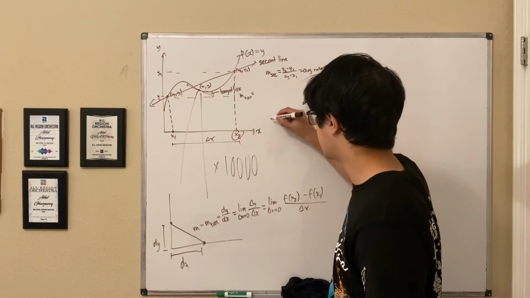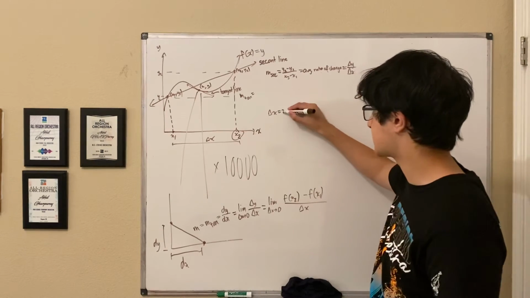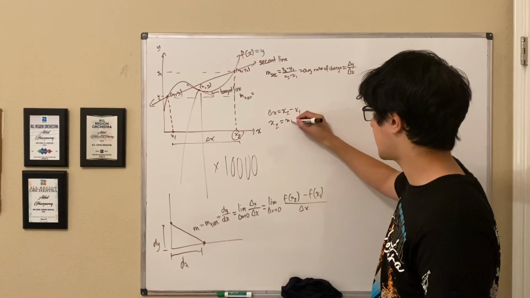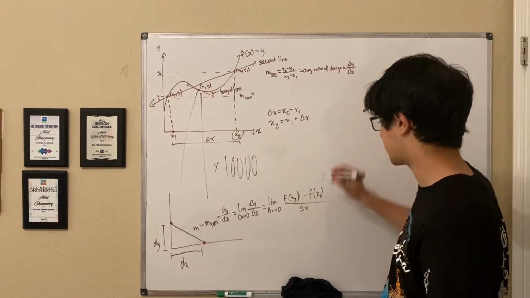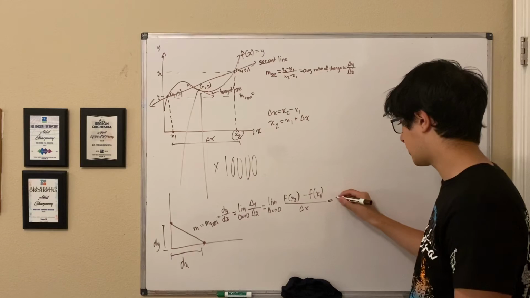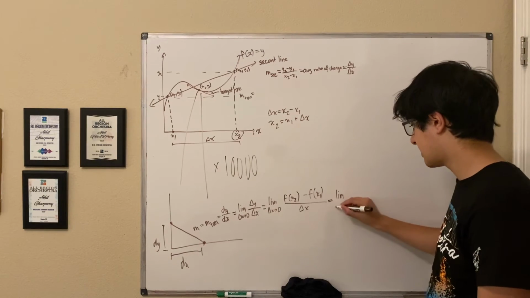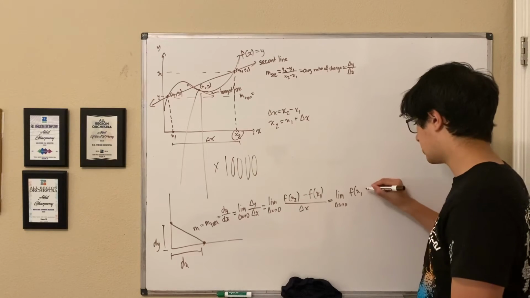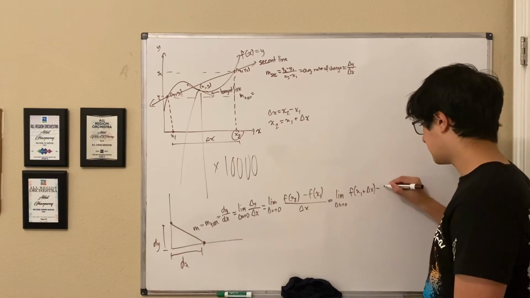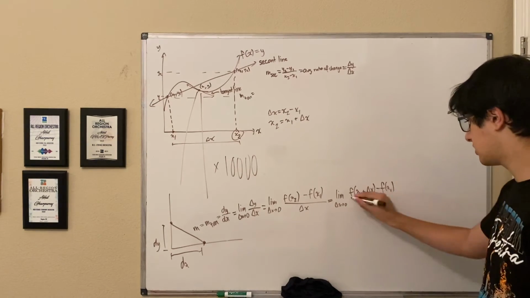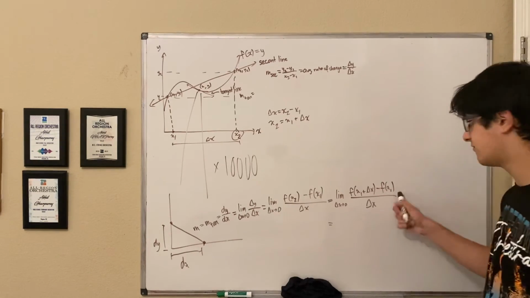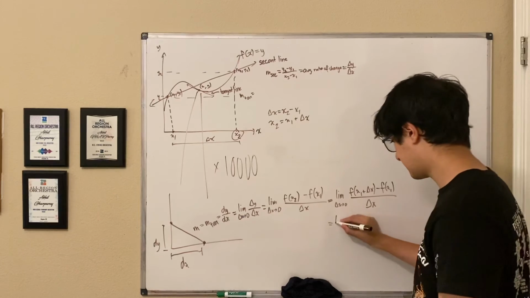x2 is actually, if delta x is x2 minus x1, then x2 is equal to x1 plus delta x. And so therefore, we get that this is equal to the limit as delta x goes to 0 of f of x1 plus delta x minus f of x1 over delta x. And this right here gives us our official definition of a derivative.